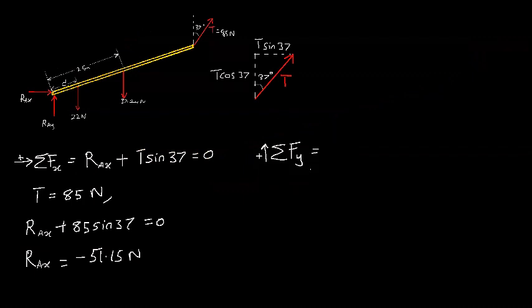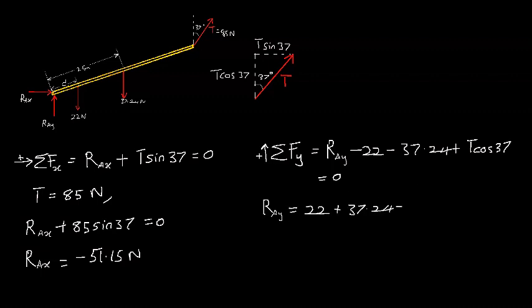And the sum of our vertical forces is equal to RAY, which is the vertical reaction force, minus 22, which is the applied load, minus 37.24, which is the weight of the rod, plus T cos 37, which is the vertical component of the tension. And this sum equals 0 to satisfy the equilibrium condition. So we can write that RAY equals 22 plus 37.24 minus 85 cos 37. And we obtain RAY to be minus 8.64 Newton. Again, we have a negative value, which means RAY actually acts downwards instead of upwards, which we assumed initially.